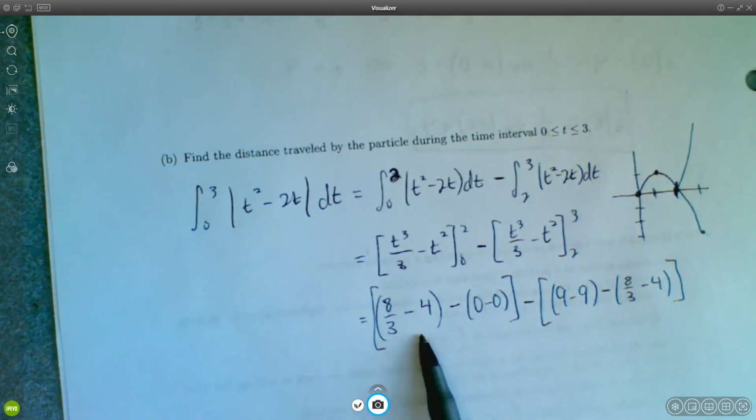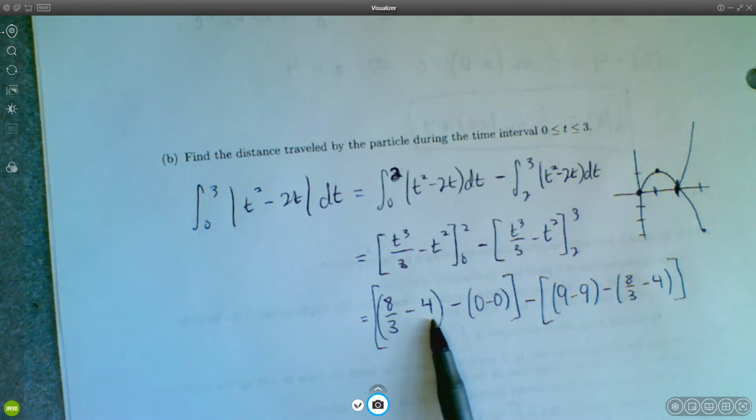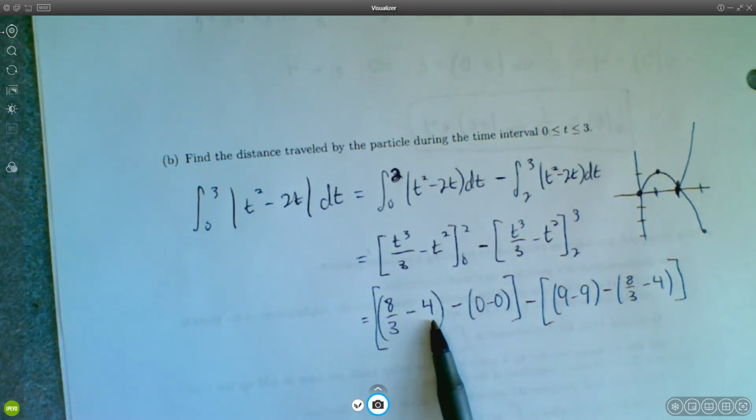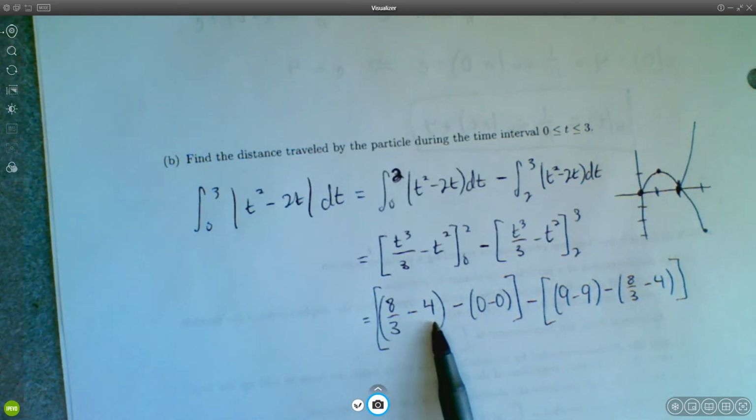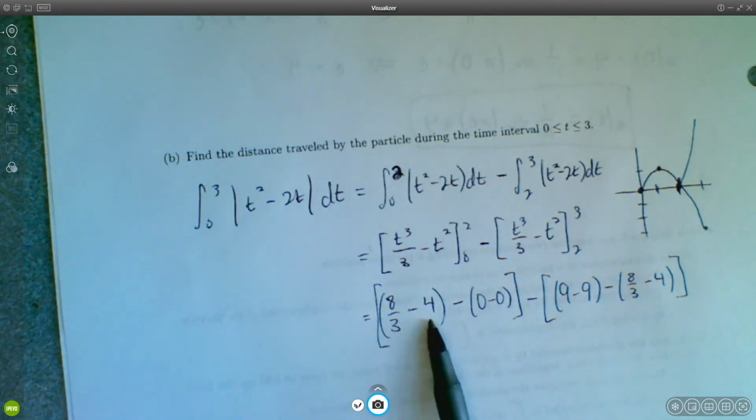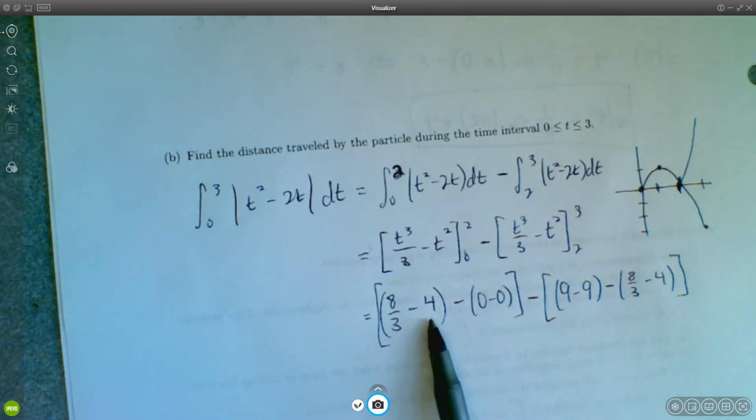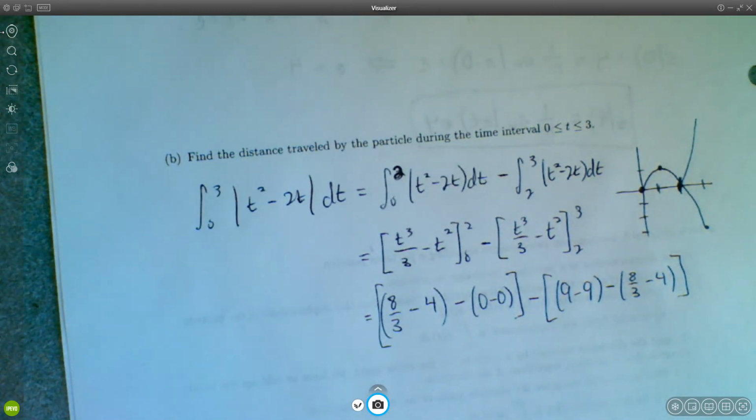What is 8 thirds minus 4? 4 would be 12 thirds. So 8 thirds minus 12 thirds. 8 thirds minus 12 thirds is negative 4 thirds. Now why am I getting something negative there? Why am I getting something negative? This is a little bit odd.